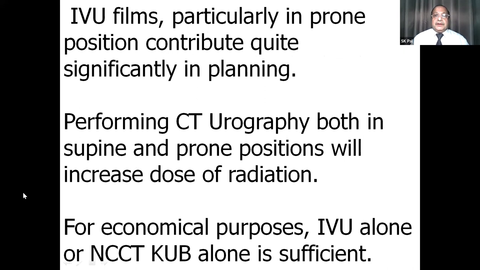Also, IVU films, particularly in prone position, will contribute quite significantly in planning, because this is how you are going to see the patient on the table. Performing CT urography both in supine and prone will increase the radiation dose. And if you have to economize, then you can do IVU alone or NCCT KUB alone, as we were doing all the PCNLs under IVU only. We were not using CT. And CT sometimes we have to do in those cases where the renal parameters are deranged. We are left with only NCCT and nothing else.